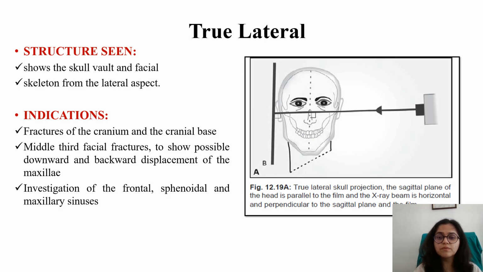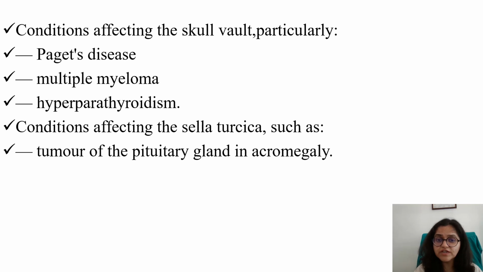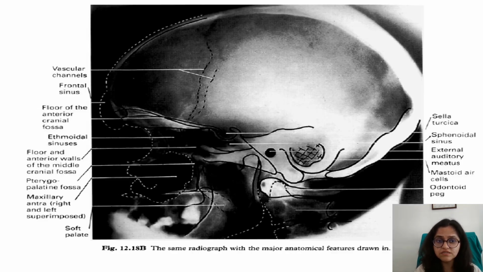True lateral: if we talk about the structures seen in the true lateral, it shows the skull vault and the facial skeleton from the lateral aspect. Indications are fracture of the cranium and cranial bones, midface fractures to show possible downward and backward displacement of the maxilla, and investigation of the frontal, sphenoidal, and maxillary sinuses. It is also used for conditions affecting the skull vault, particularly Paget disease, multiple myeloma, hyperparathyroidism, and conditions affecting the sella turcica, such as tumors of the pituitary gland in acromegaly cases.